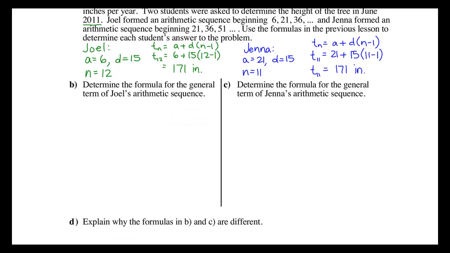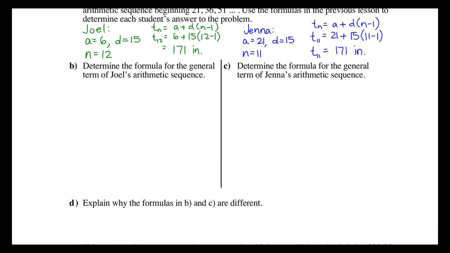So the general term just keeps the value of N in the sequence. So for Joel, we have Tn equals A plus D times N minus 1. I'm going to keep this as Tn. A is 6. Our common difference is 15. And I'm going to keep the N minus 1 in there.